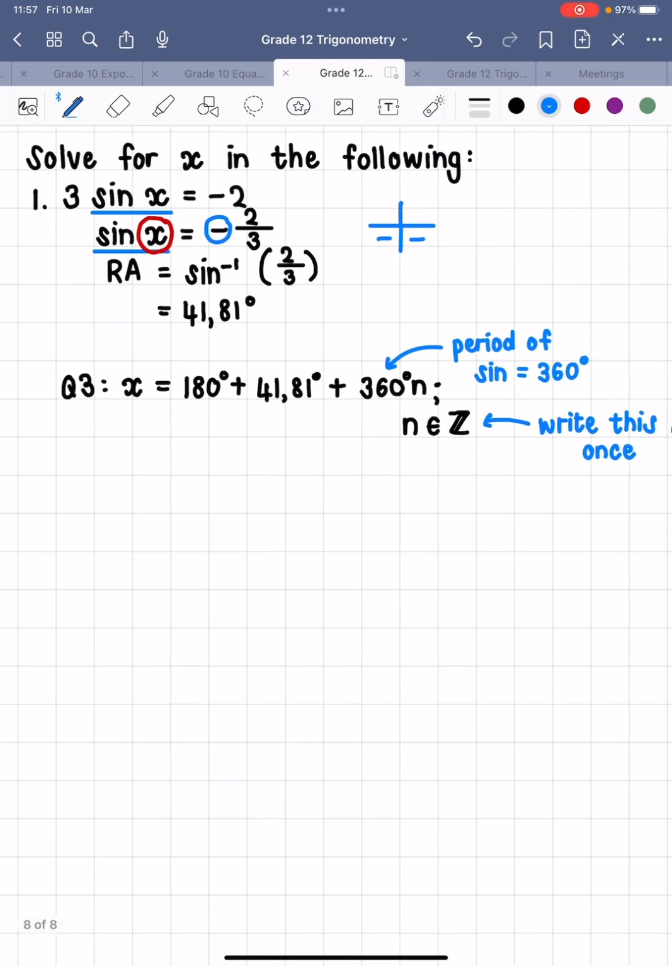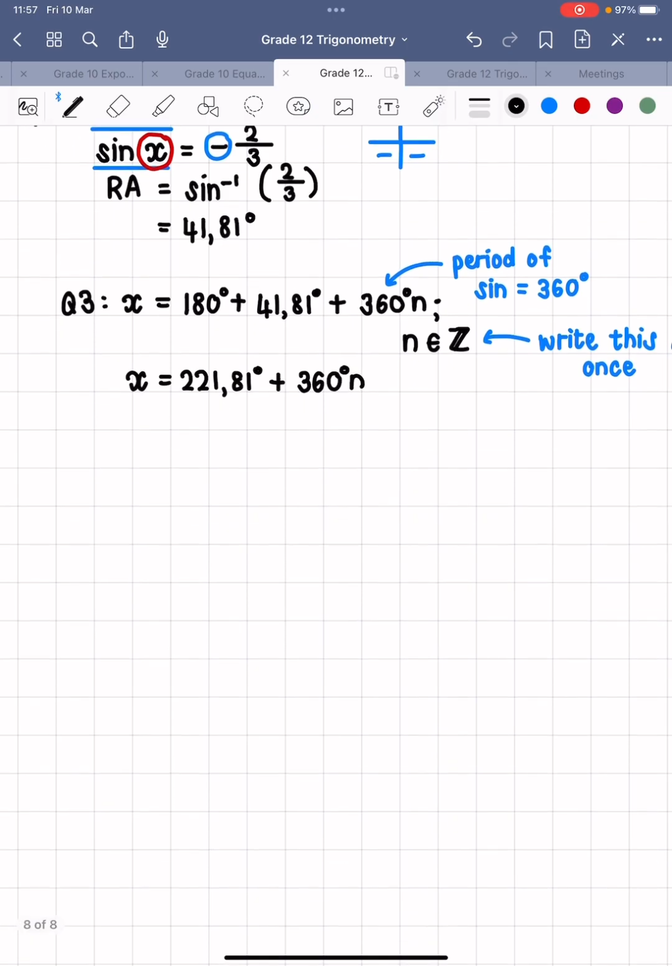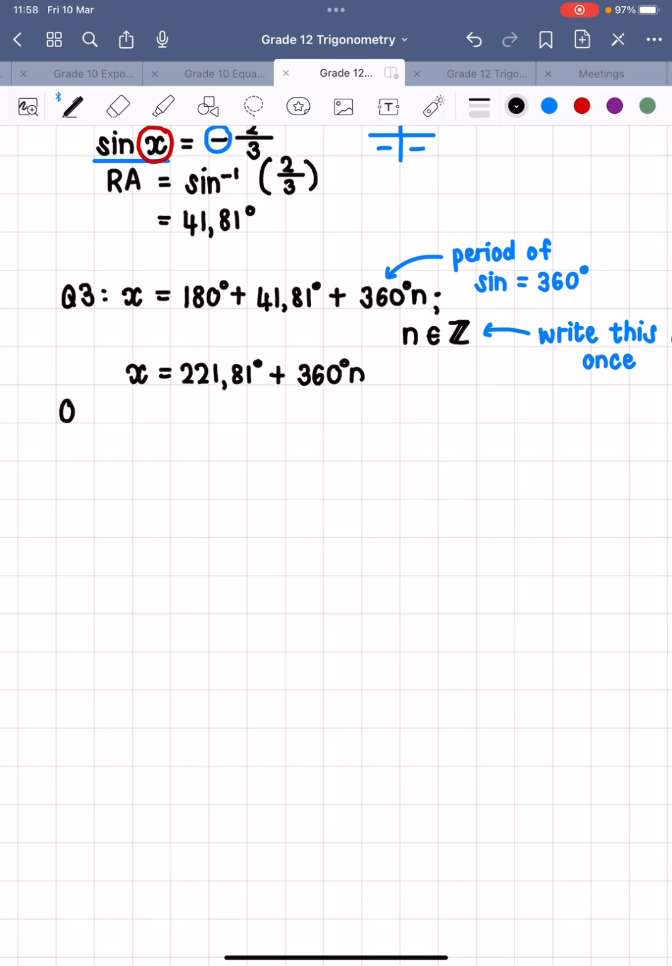Is this the final answer though here, guys? I need to still simplify that. So we're going to get that x is equal to, if you say 180 plus 41,81, you're going to get 221,81. And then you need to keep writing that plus 360n in, please. Okay, quadrant 4.